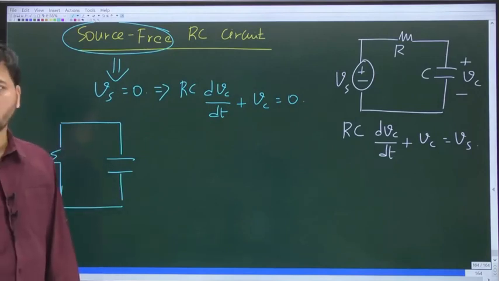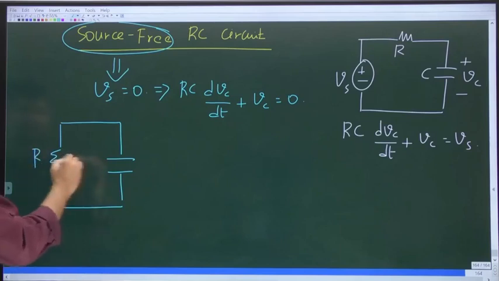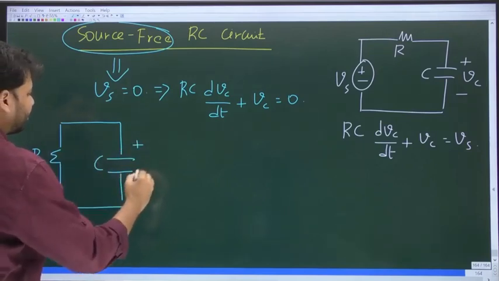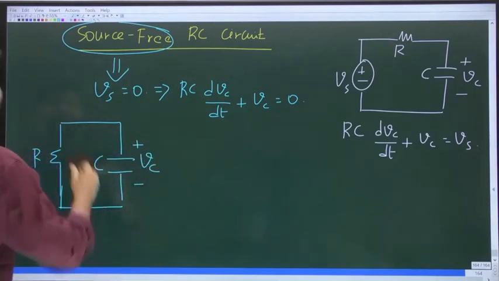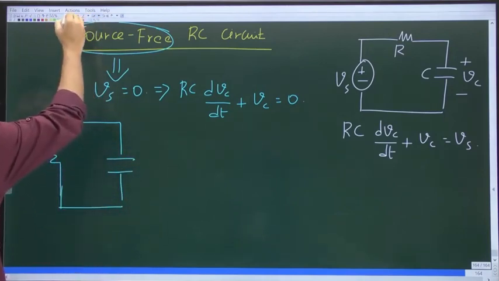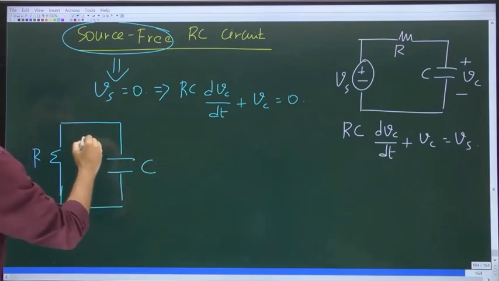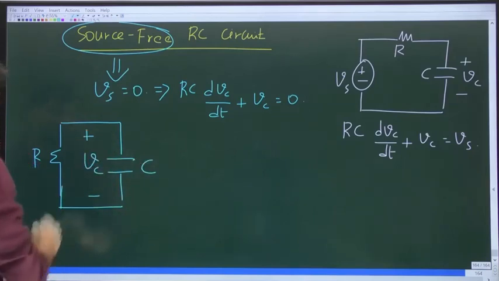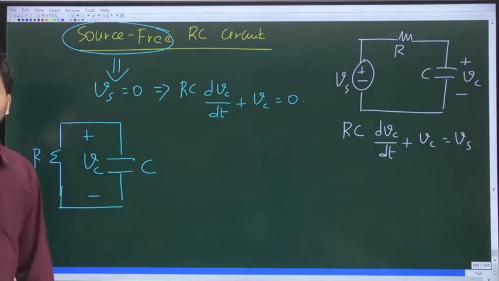When this voltage source becomes a short circuit, all that is left in the circuit are the resistor and the capacitor. This is R, this is C, and the voltage across the cap is Vc. Or let me write it slightly differently: R, C, and the voltage across the cap is Vc. Now this is a source free RC circuit.